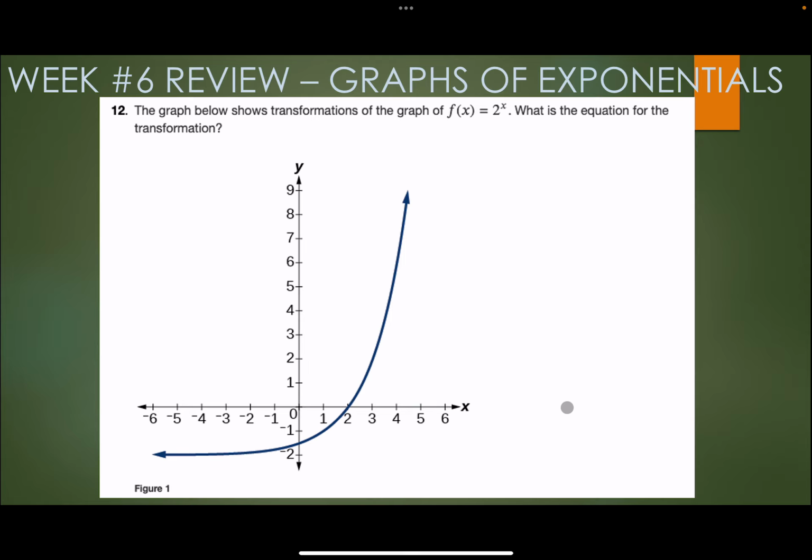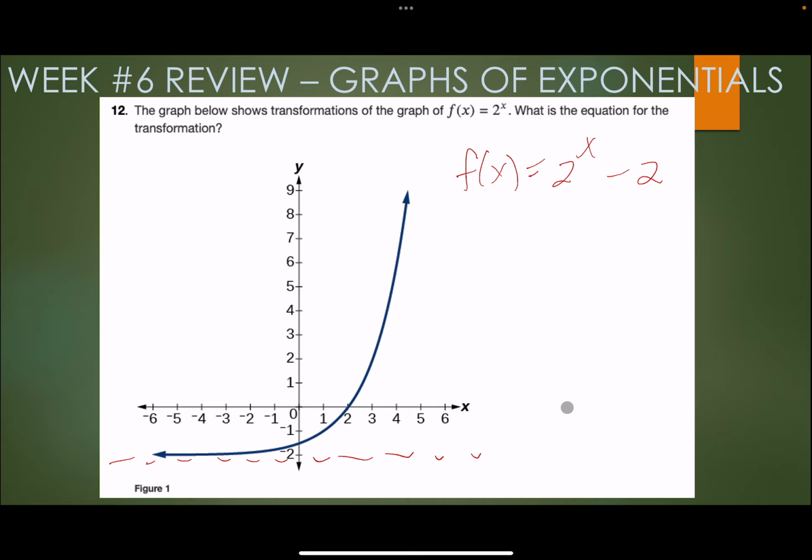It's been shifted down 2 because the new horizontal asymptote is right here, okay? And so we know it's going to have at least this. It's going to be f of x equals 2 to the x minus 2 at least. At least that much.